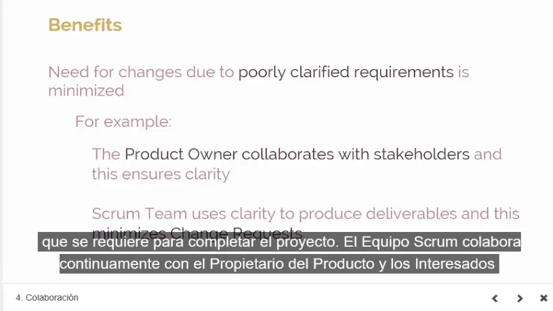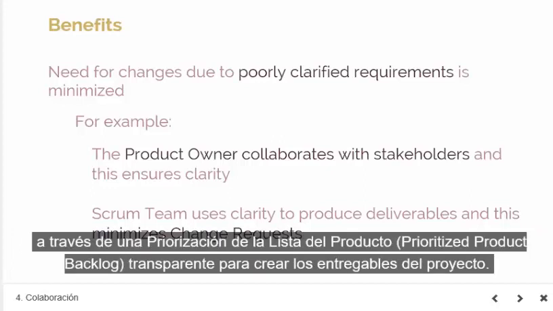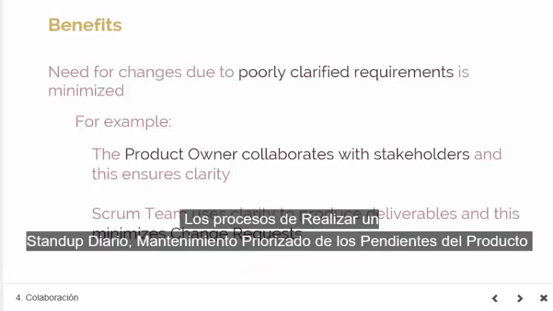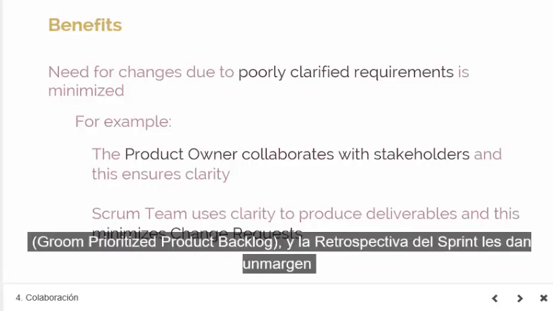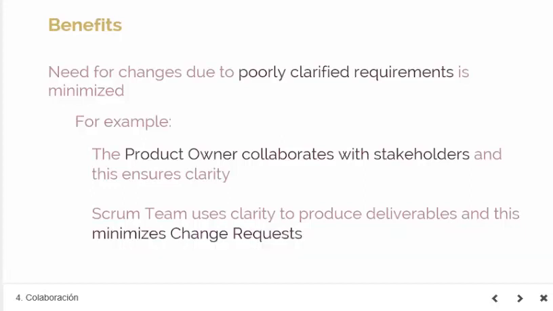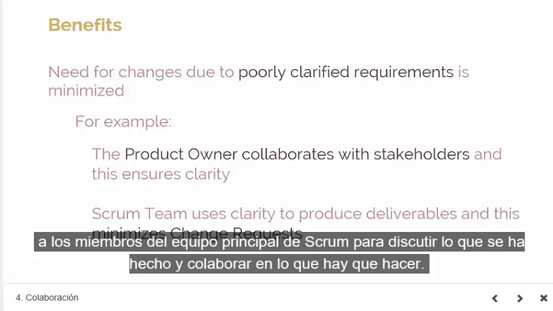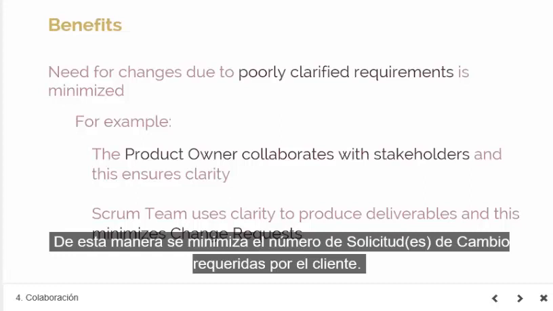The Scrum team collaborates continuously with the product owner and stakeholders through a transparent prioritized product backlog to create the project deliverables. The processes Conduct Daily Standup, Groom Prioritized Product Backlog, and Retrospect Sprint provide scope to the Scrum core team members to discuss what's been done and collaborate on what needs to be done. Thus, the number of change requests from the customer and rework is minimized.